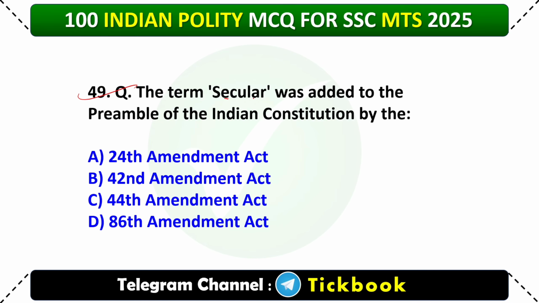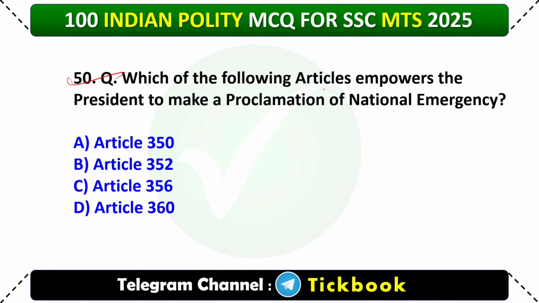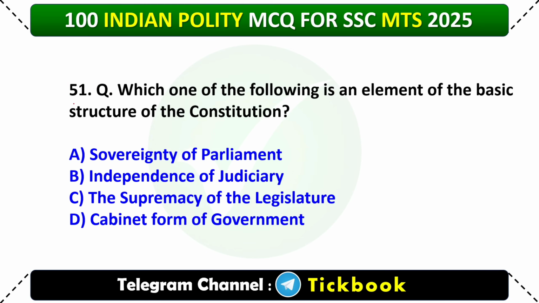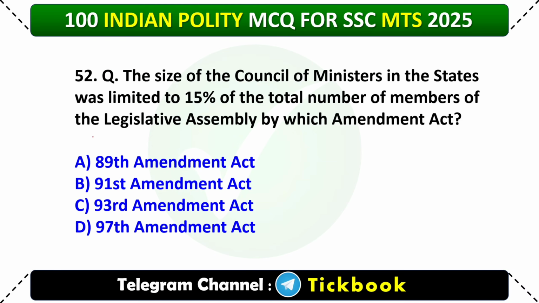49. The term secular was added to the preamble of the Indian Constitution by the option number B, 42nd Amendment Act 1976. 50. Which of the following articles empowers the President to make a proclamation of national emergency? Option number B, Article 352. 51. Which one of the following is an element of the basic structure of the Constitution? Option number B, independence of judiciary.